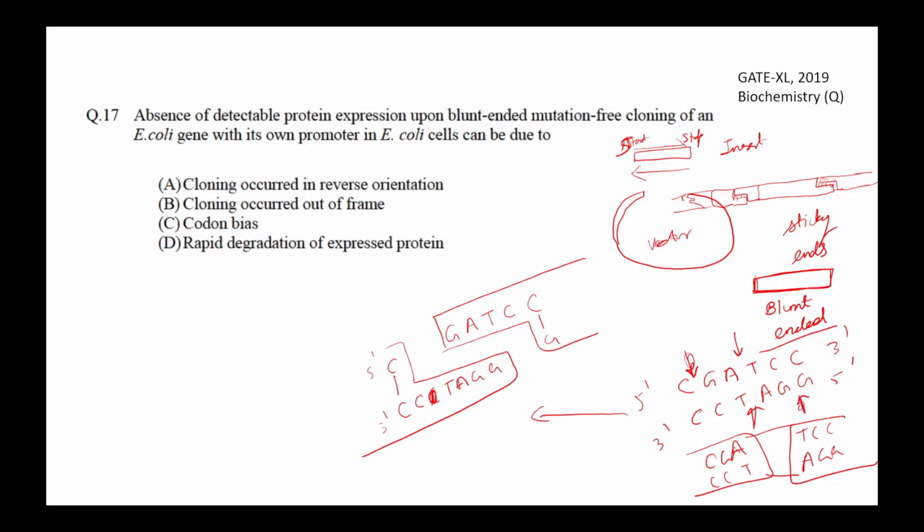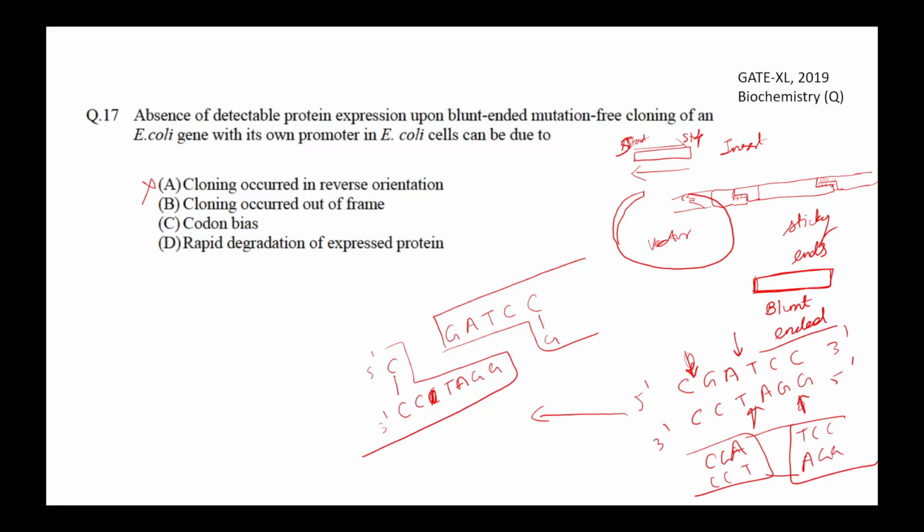But even though it is in the reverse direction, the sequences will alter. The amino acids produced will be different, but it is not like the protein will not be expressed. The protein will be expressed, but the sequence will be changed. So this option is wrong, that the cloning occurred in the reverse direction. Even in the reverse direction, the protein will be expressed.